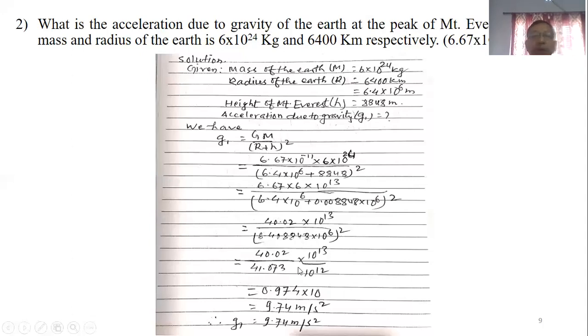Now this gives 40.02 over 41.073 into 10 to the power 13 over 10 to the power 12. This gives us is equal to 0.974 into 10 is equal to 9.74 meter per second square. That's why the acceleration due to gravity at the peak of the Mount Everest is g1 equal to 9.74 meter per second square. Dear students, you can calculate the acceleration due to gravity at any height according to the given data.